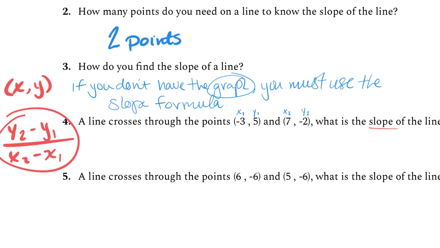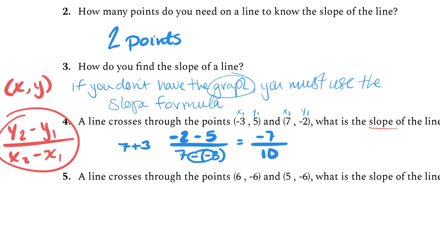So y2 is -2 minus y1, which is 5, over x2 is 7 minus x1, which is -3. So we have to put minus -3. Okay, then we just simplify this. -2 minus 5, okay, that's going to be -7 over 7 minus -3. That's really saying 7 plus 3. It's going to be 10. And there's our slope, -7 over 10.